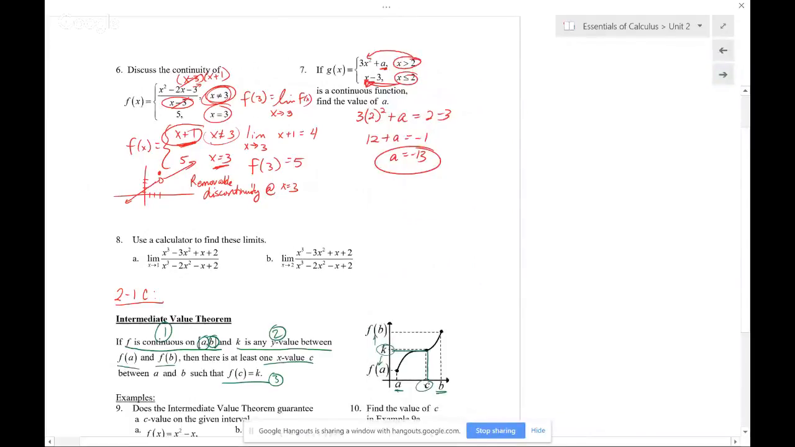Okay, so if you go back to 2-1, problem number 8 right here. Problem number 8 in 2-1, you're looking at use a calculator to find these limits right here. These are examples that you want to take a look at. Whatever this video is in, it's 2-1. I'm not quite sure if I did that or not, I'll go ahead and do this one right here for you.